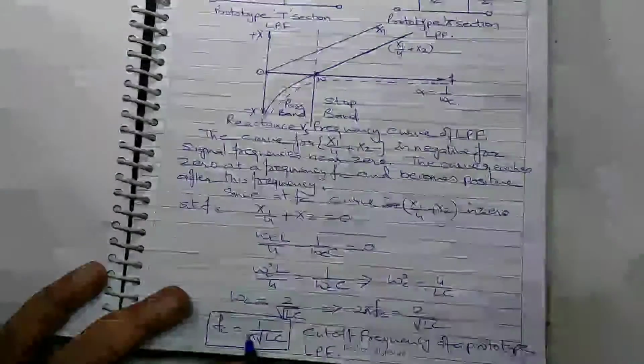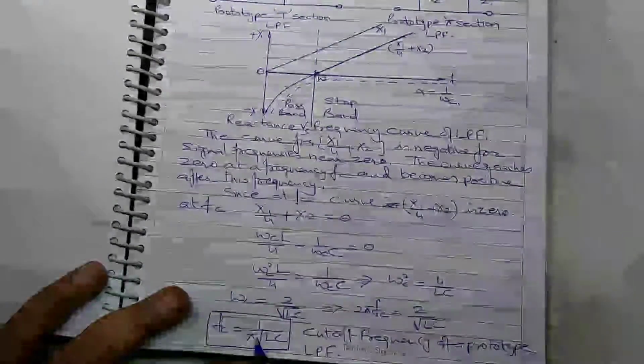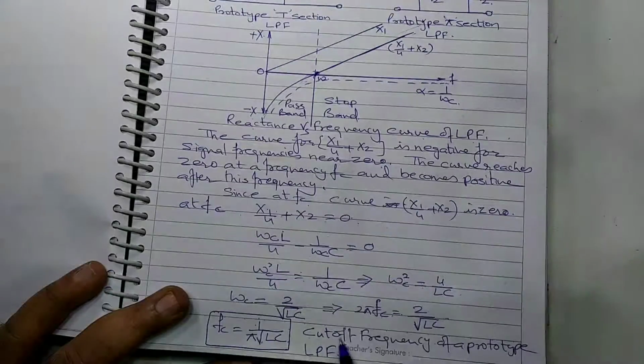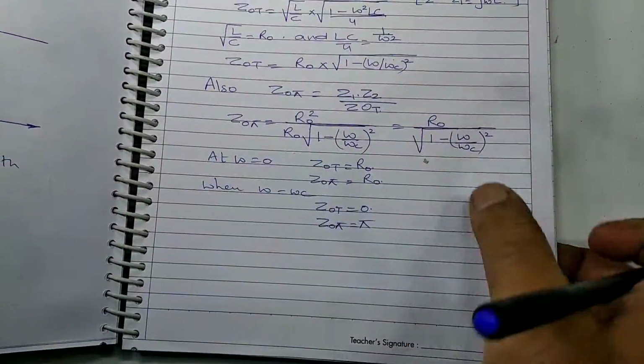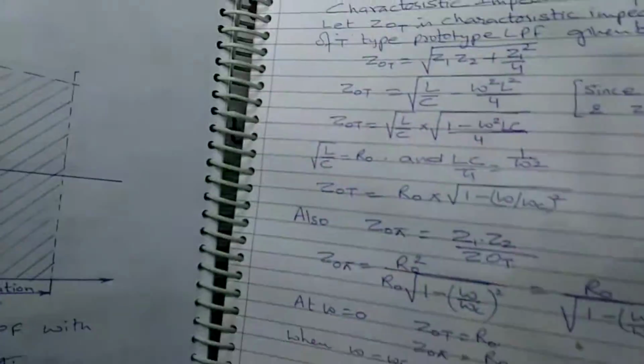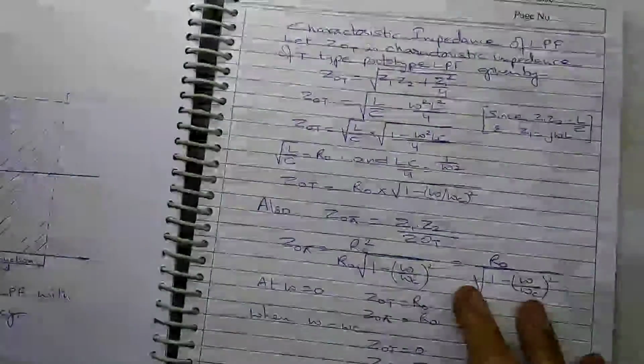Fc, the cutoff frequency, is equal to 1 upon pi under root of LC. This is the cutoff frequency of a prototype or constant K type low pass filter. Next we see the characteristics of the low pass filter.